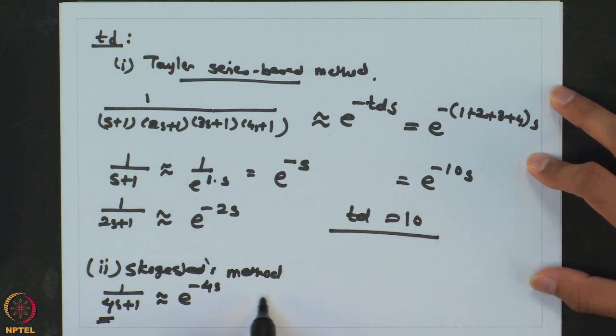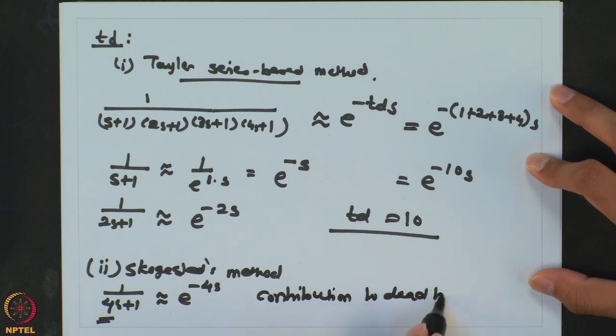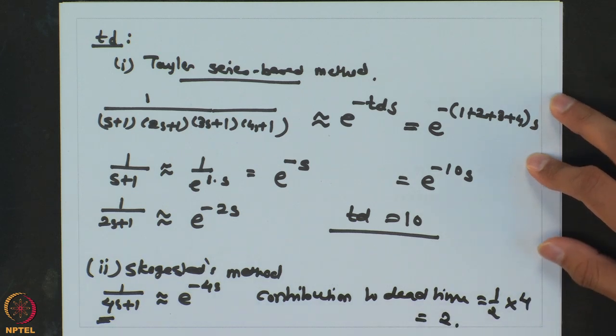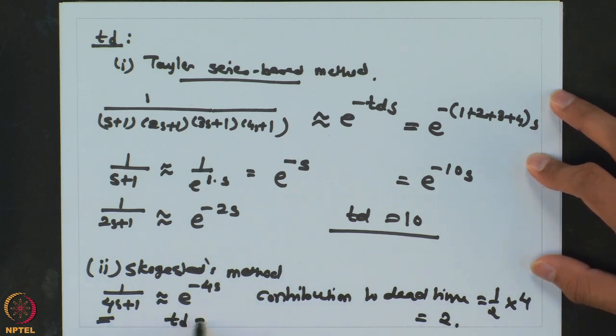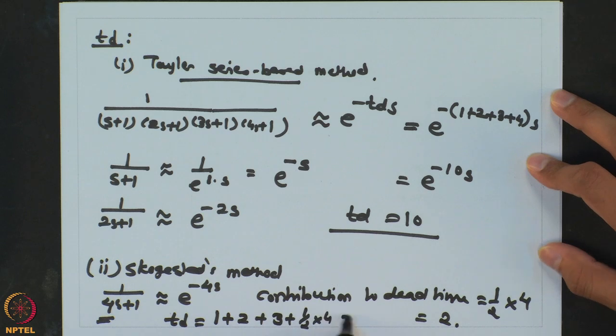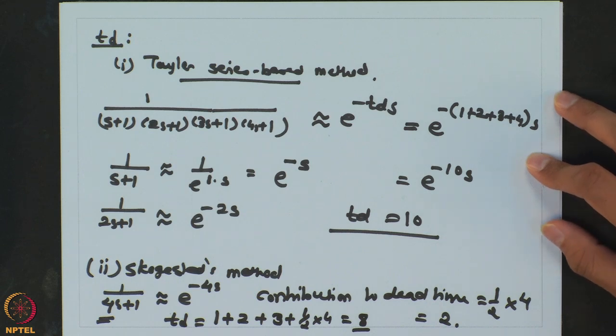So in this case, the contribution to dead time is also taken as half. So it will be half of 4, so it will be 2. Based on this, the actual TD here will be 1 plus 2 plus 3 plus half of 4, which comes out to be 8. So the dead time in Skogestad's method will be smaller than what you get from the Taylor series approximation.